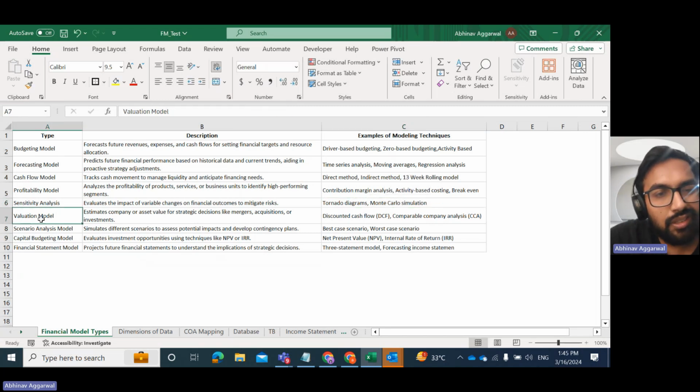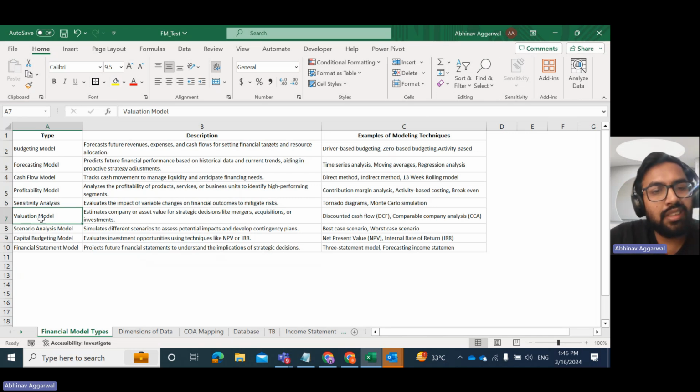Talking about the valuation model, it is used for estimating company asset value for strategic decisions like mergers, acquisitions, or investments. A very commonly used method is DCF. DCF is used to predict the cash flows for upcoming years, and then you discount them to arrive at the present value of the organization or of the business units. Other techniques include comparable company analysis. And there are a lot of other techniques that we will cover. For startups, there are different types of valuation models built taking into consideration different types of assumptions. So we will touch on that in our future videos.